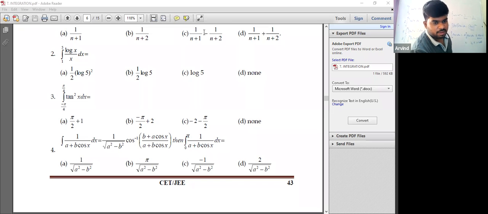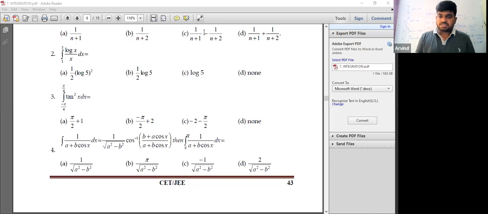Okay. Fourth one is very easy. They have already given you the value of the integral. Integral of 1 by a plus b cos x. They have told you what you get if you integrate it: 1 divided by root of a square minus b square cos inverse of b plus a cos x by a plus b cos x.